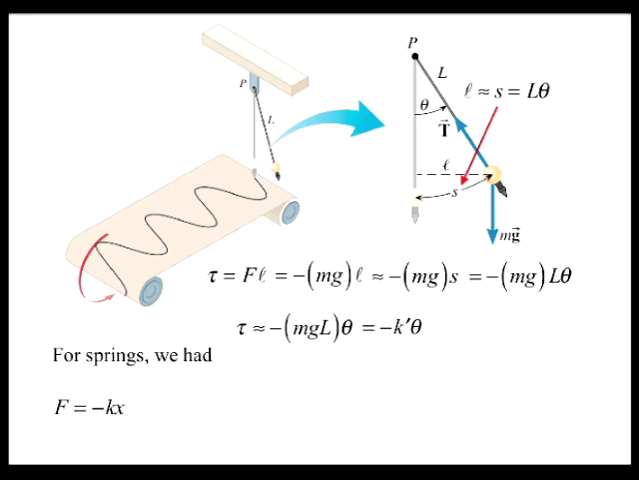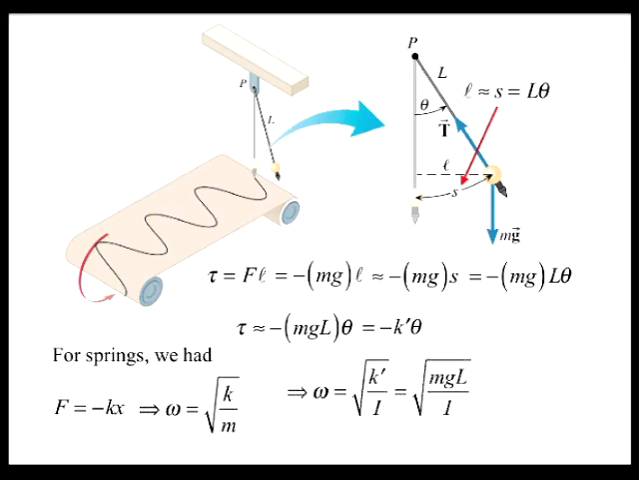For the frequency of a spring, we had omega equals the square root of k divided by m. For the angular motion of the pendulum, we expect an equation of the same form, but with k replaced with k prime equal to mgL, and the mass replaced by the moment of inertia I. The result is omega equals 2 pi f equals the square root of mgL divided by I. Again, this result is valid for small angles only.